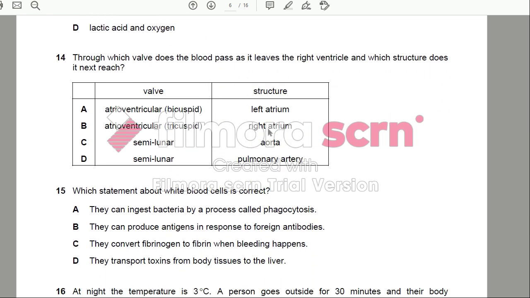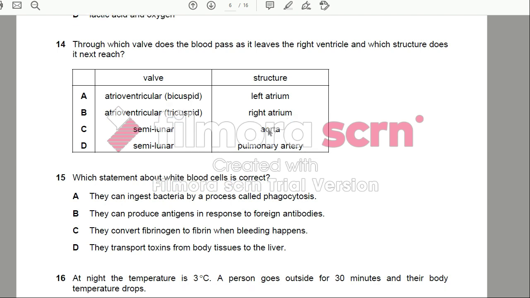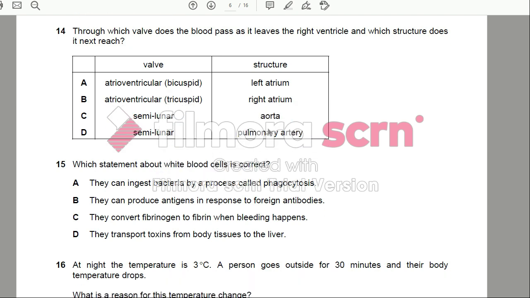Now we move to question number 14. Through which valve does the blood pass as it leaves the right ventricle, and which structure does it next reach? Okay, we have 4 chambers in our heart, and there are 4 valves as well.